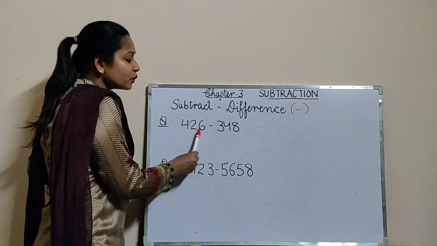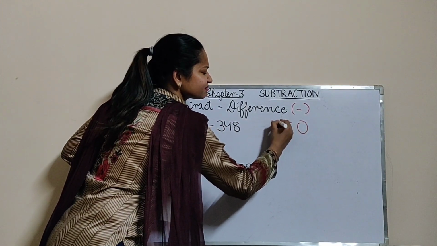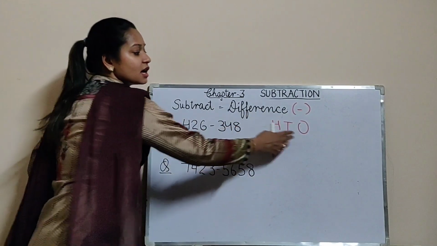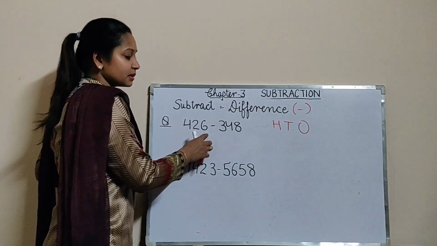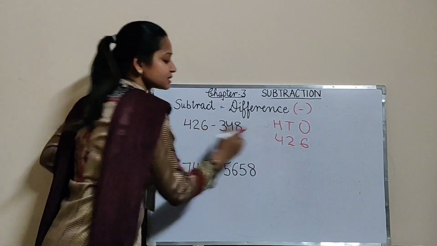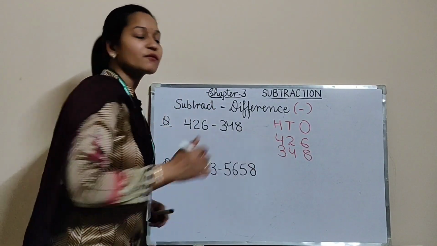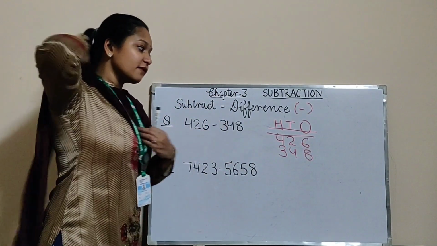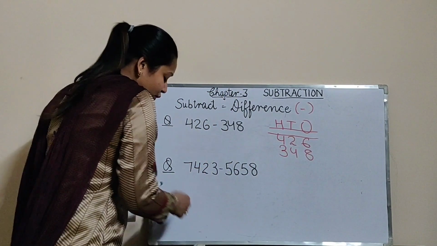The question is 426 minus 348. First thing is, let's make some columns. Columns would be ones, tens, hundreds. 3 columns I have made because there are 3 digits. So I would write the numbers here: 426 and 348. First number is 426, then 348. One more thing we have to always remember is to leave a line here. First make the columns and then leave a line here for the borrowing so that it is easier.